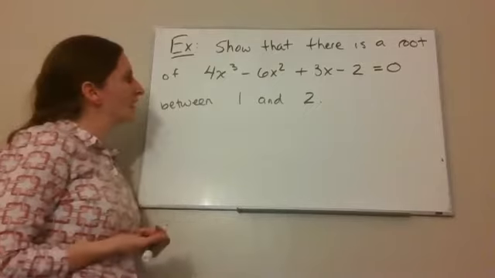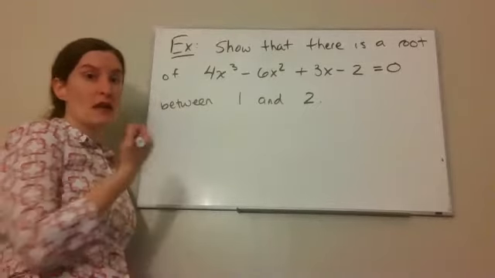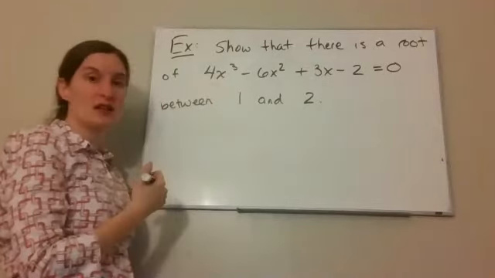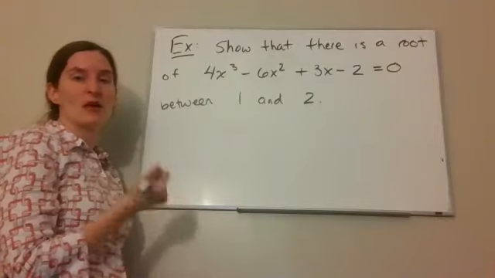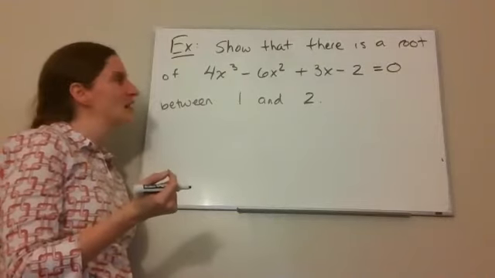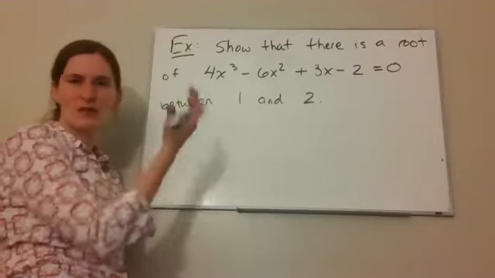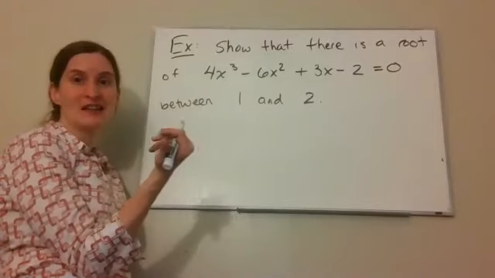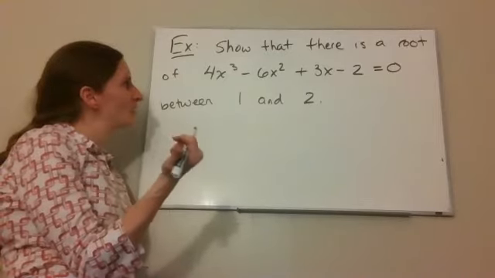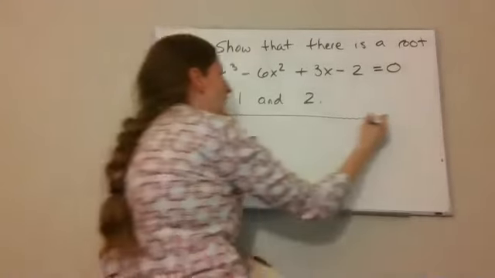But what they're asking us to do is find a number in between 1 and 2 that when I plug it into this particular equation, I'm going to get 0. But it's a little bit less specific than that. It doesn't say actually find this value. It just tells you to show that it exists. So this makes our lives much, much easier. To show that it exists, well, we're going to want to use this intermediate value theorem.